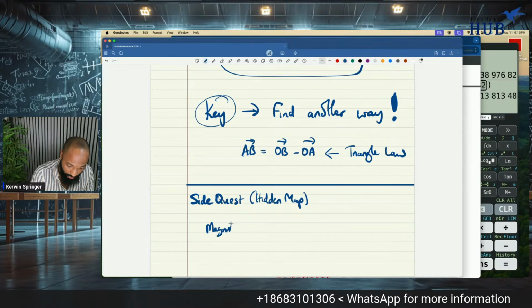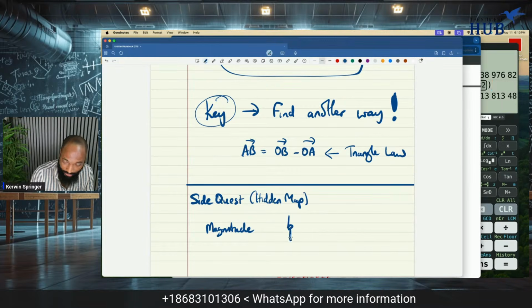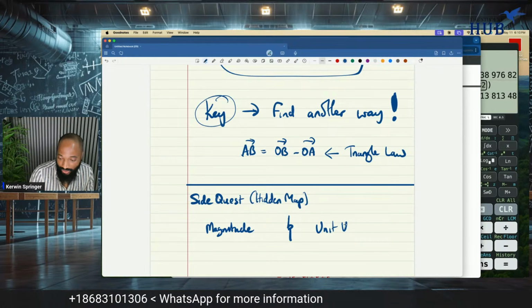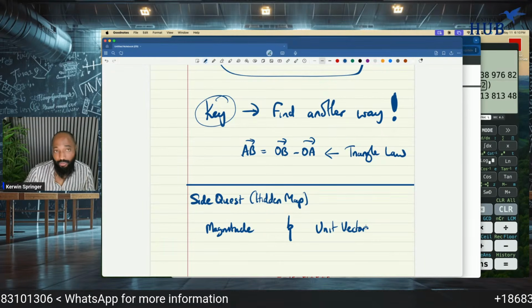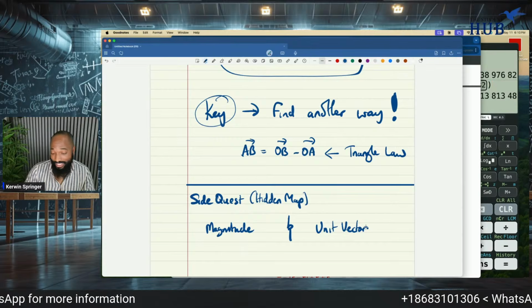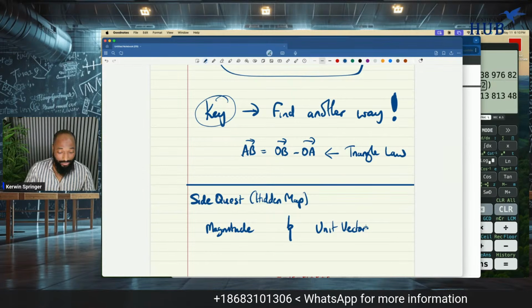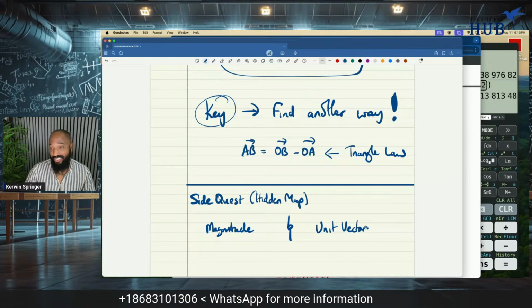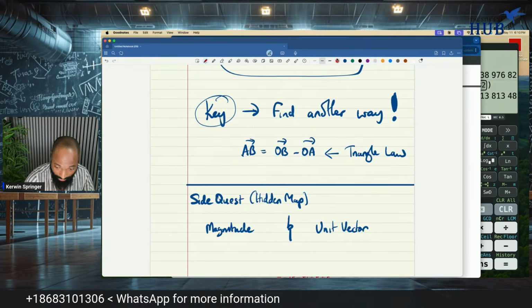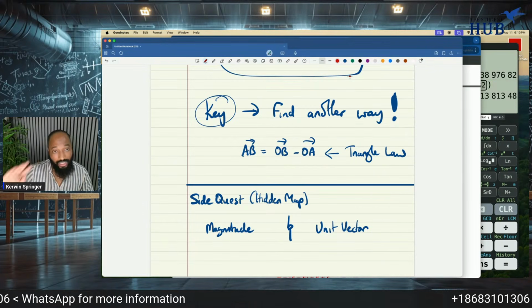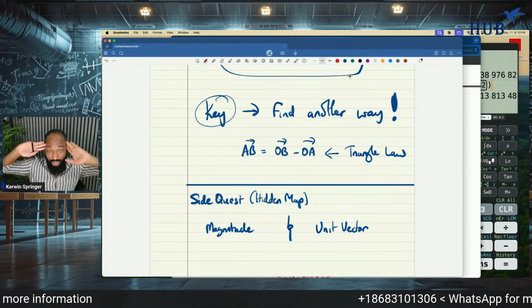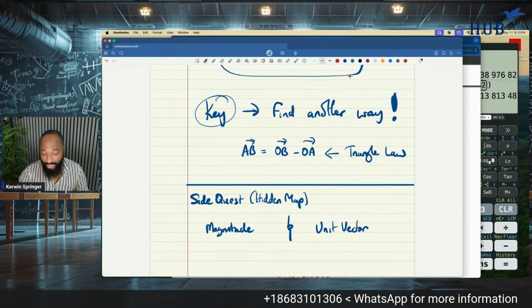Magnitude and unit vectors. Y for yes if you know what I'm talking about, N for no way if you've never seen it. What does this even mean? Don't jump past this. Don't tune out. Don't turn off your brain. Stay woke. This is real easy points, real easy maths.